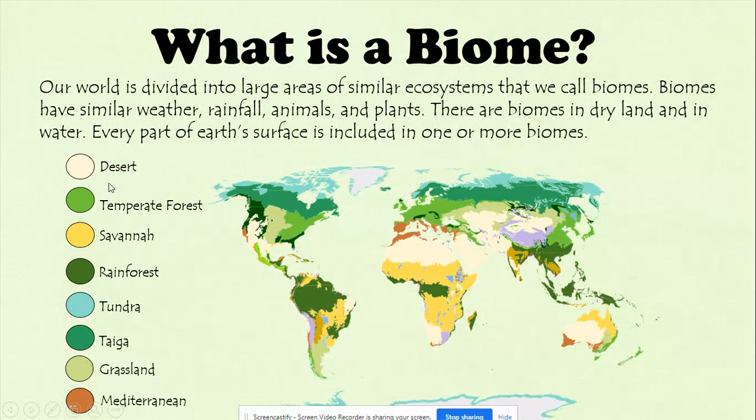So you can see here that they've broken down the different biomes by places. So we are actually around here, and we're in the temperate forest, or the deciduous forest, and that means our leaves change color, and we'll get into that in just a little bit. Okay.